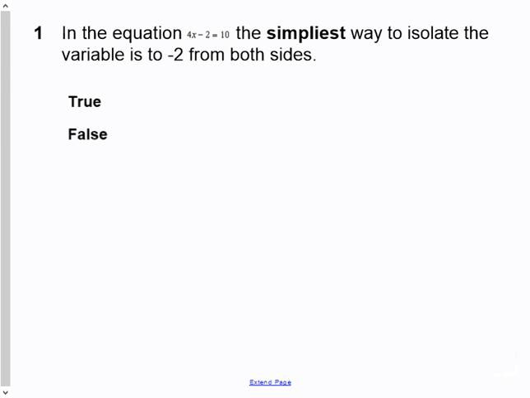In question 1 it says, in the equation 4x minus 2 equals 10, the simplest way to isolate the variable is to subtract 2 from both sides. Is this true or false? Now we know this is false, because in this equation we would have to add 2 to both sides, not subtract 2, because you want to use opposite operations. So in this case you would want to add 2 to both sides instead.